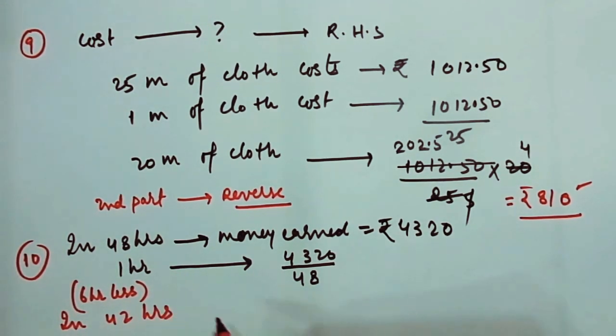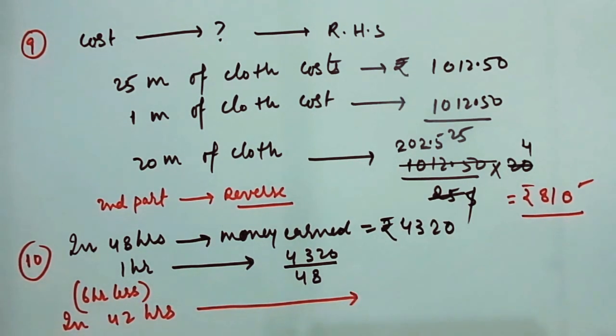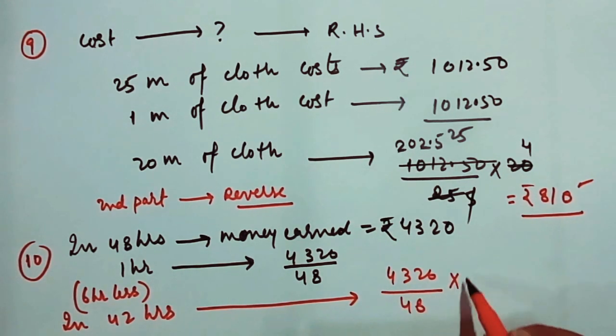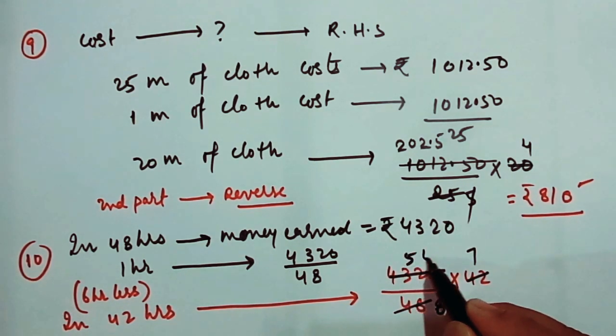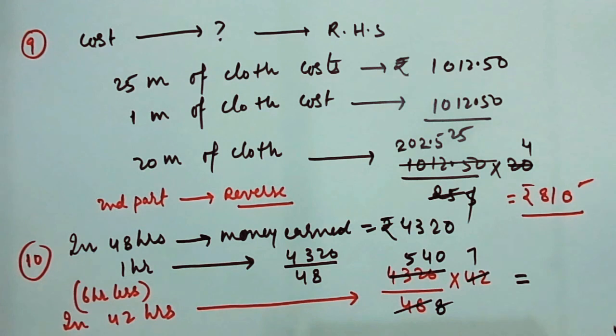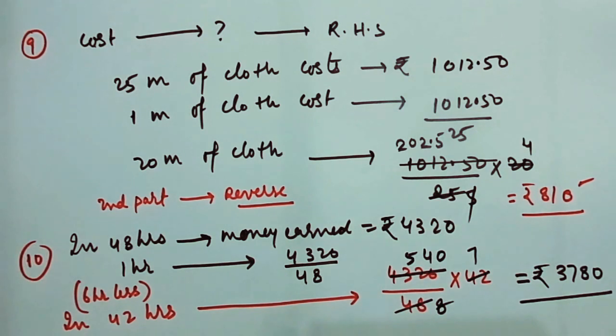So in 42 hours, money earned will be 4320 by 48 times 42. Yes or no? 6 8s are 48. And 8 how many times? 8 5 4 0. And when you multiply 540 into 7, you will get rupees 3780 as your final solution.